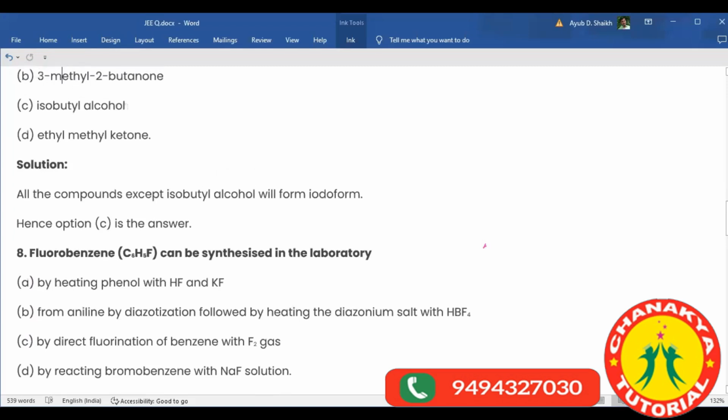Fluorobenzene, C6H5F, can be synthesized in a laboratory by heating phenol with HF and KF, then from aniline by diazotization followed by heating the diazonium salt with HBF4, and by direct fluorination of benzene with F2 gas, and by reacting bromobenzene with NaF solution. How are you going to prepare fluorobenzene? Come on, think over it. Hurry up.